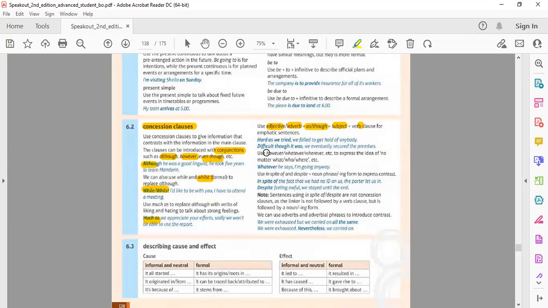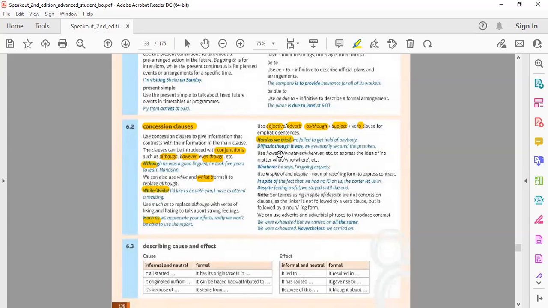So let's see an example. "Hard as we try, we fail to get hold of anyone." This is a very complex structure, but good at the same time. We use this to emphasize the sentence, for emphatic sentences.